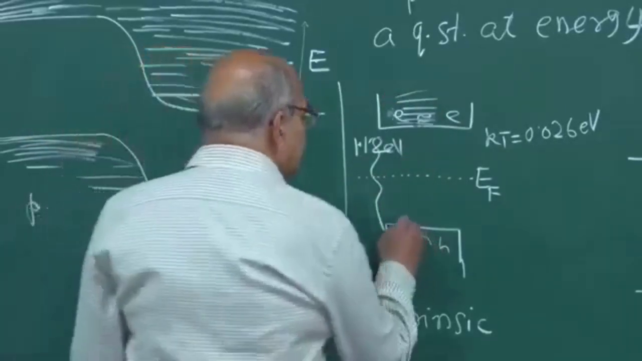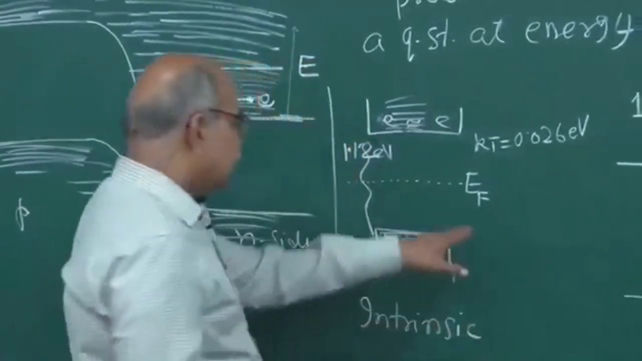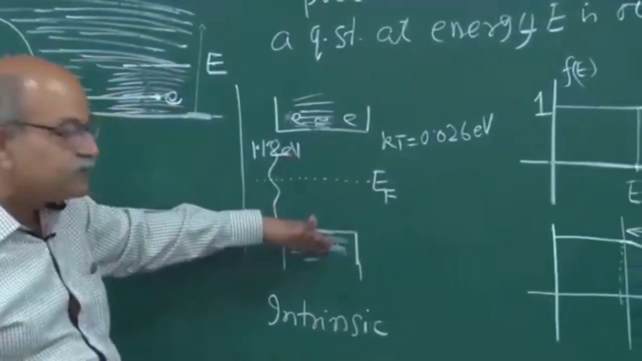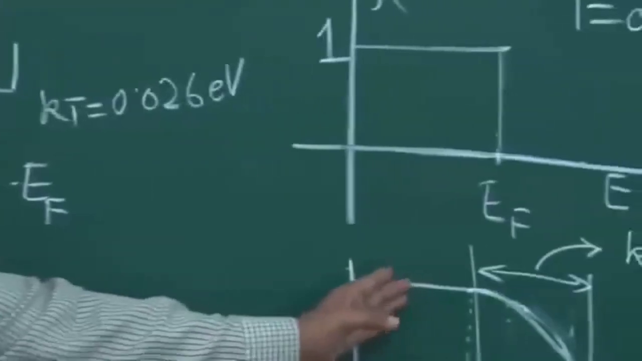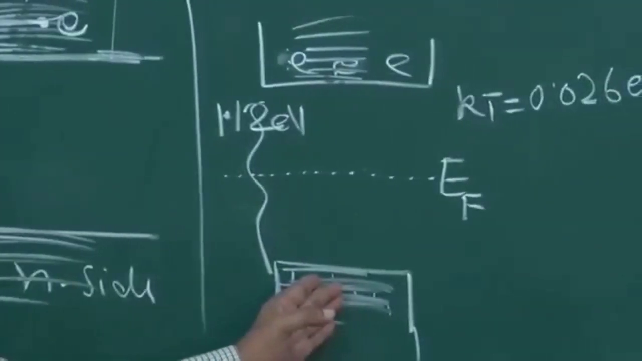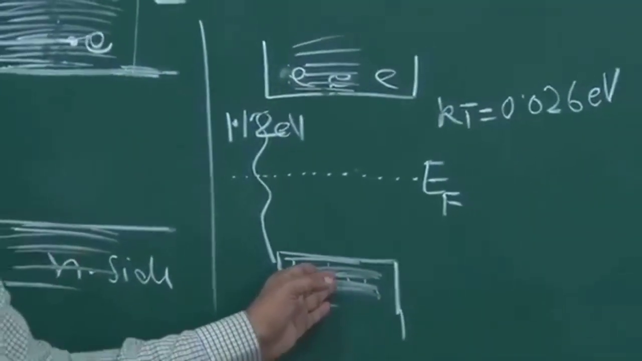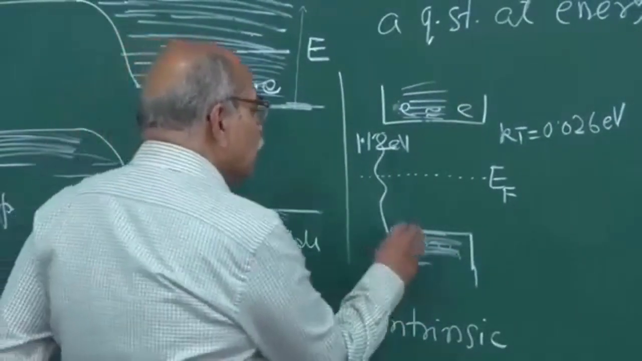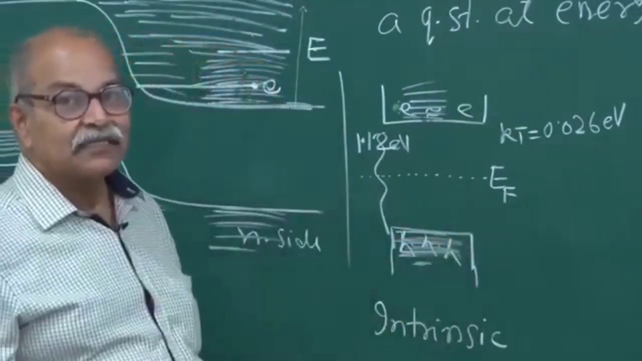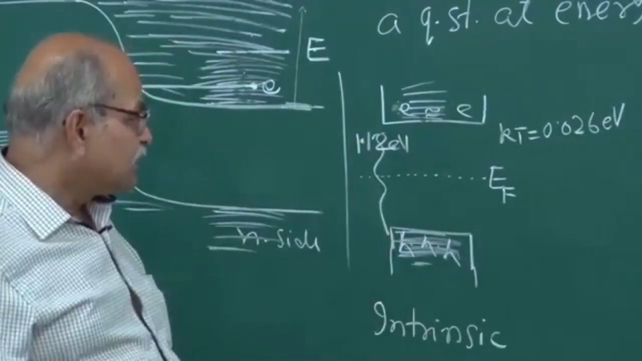And for holes, once again, if you look here, this is much below EF. So the probability of occupation is very close to 1. You are in this region, it's very close to 1. So the probability that it is not occupied, which is 1 minus Fe, so that there is a hole there, is again very, very small, and so only a few holes will be there. So that's the kind of picture when you have an intrinsic semiconductor.